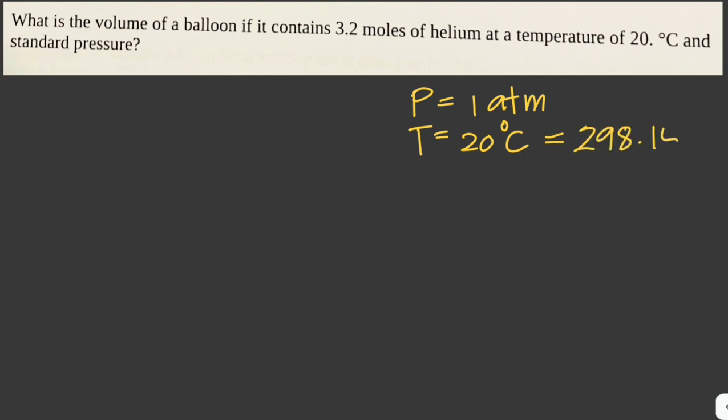Okay, next. What is the volume of a balloon if it contains 3.2 moles of helium at a temperature of 20 degrees Celsius at standard pressure? So standard pressure is just equal to 1 atm, and then our temperature here is 20 degrees Celsius, and we need to convert that into Kelvin, and this is just equal to 298.15 Kelvin. So let's solve for the volume.